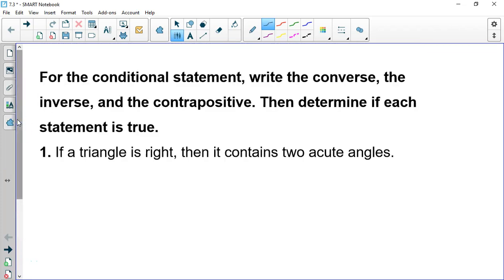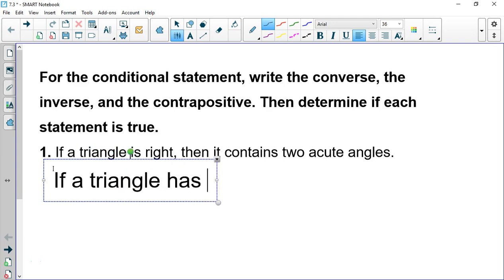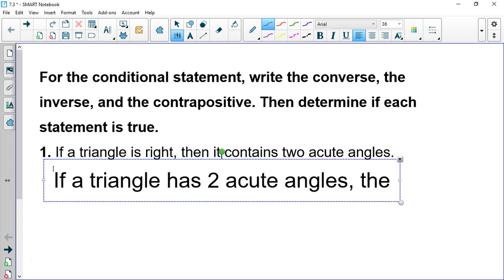Okay, 7.3. We're just going to review the meanings of converse, inverse, and contrapositive. So for converse, we are just going to basically switch the hypothesis with the conclusion. I'm going to try to type this since my smartboard is not working very well. So, if a triangle has two acute angles, then it is right.